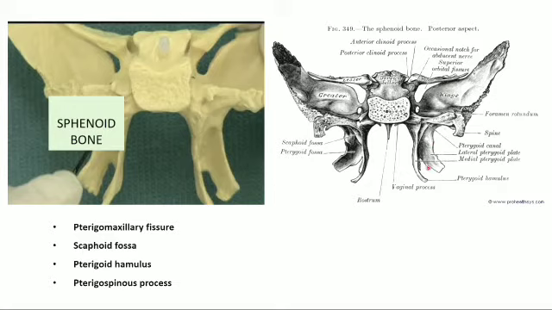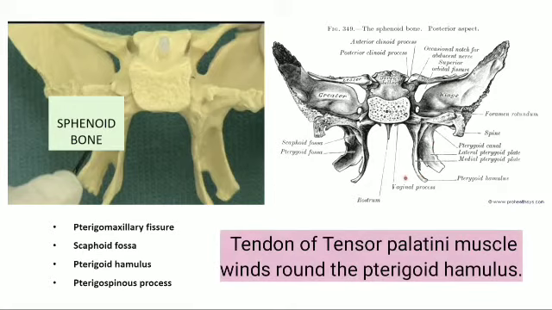The tensor veli palatini tendon will hook around this pterygoid hamulus, and that will become horizontal in order to get attached to the soft palate. These details we will learn when we are learning the soft palate. So that is the pterygoid hamulus.